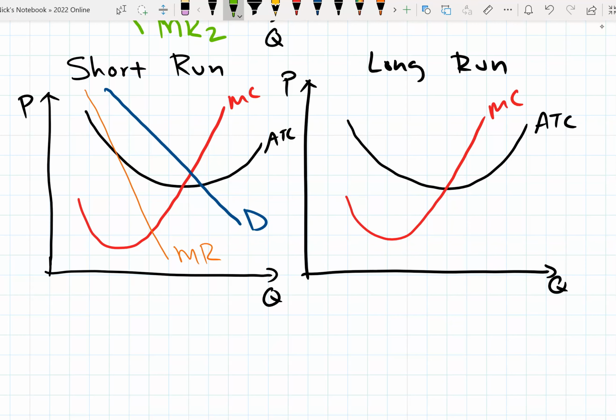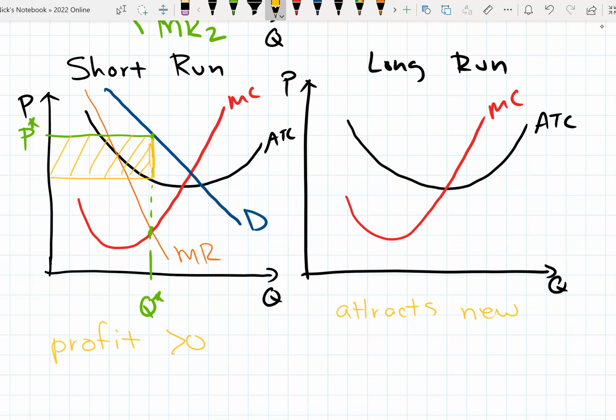And so then we can find our quantity is here, Q star, and our price, remember, go up to the demand curve, is here, P star, and our profit is here. Okay, so I'll go through this fast because we've done this already. So we're in this situation. So right here we have profit greater than 0.